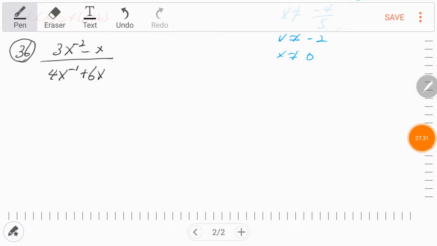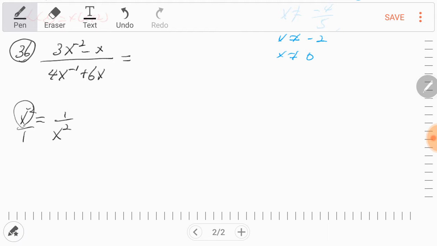Okay, this is exercise 36. The expression has negative powers. If we have a negative power, then we can move it to the denominator so that the exponent becomes positive. So why don't we change the negative exponent form so that we can move it to the bottom so that it becomes positive.